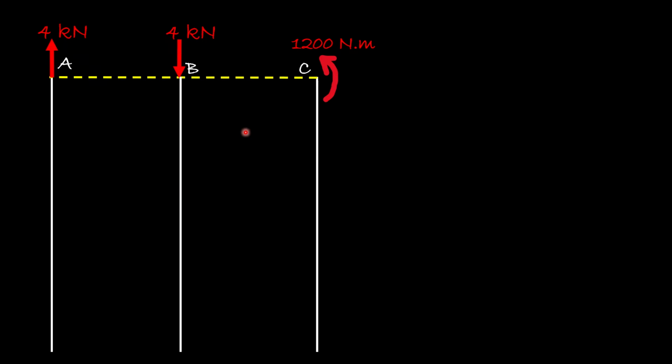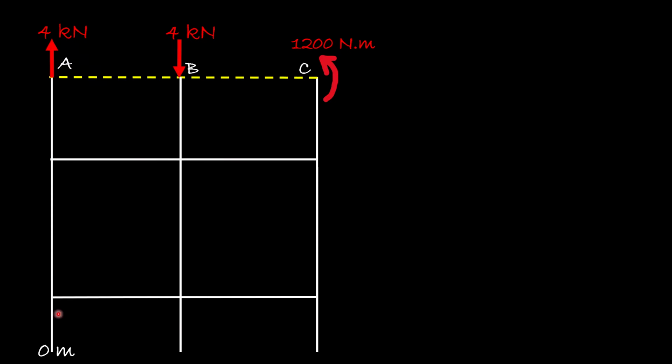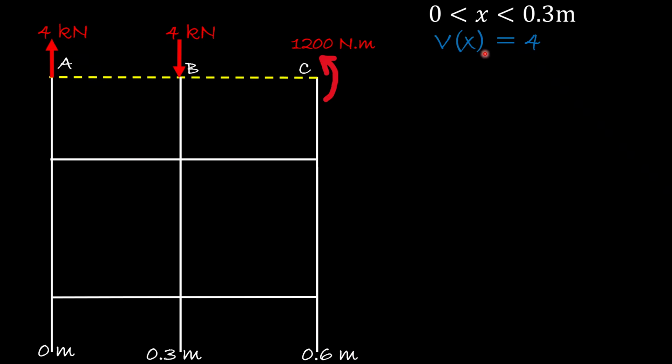So now we will draw the shear and moment diagram. At A, we're going to have the 0 meter. At B, we'll have the 0.3. At C, we'll have the 0.6. So here on the side, we will write, okay, so what do we know between 0 and 0.3? The internal shear force function is 4, and the internal net moment is 4x.